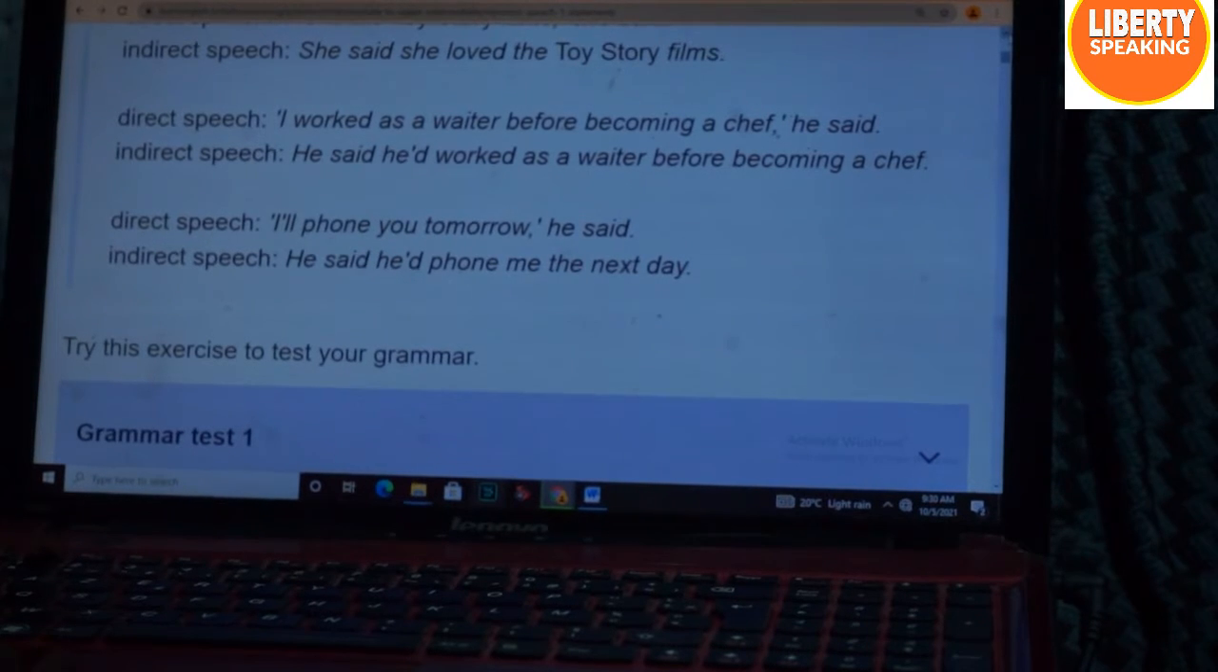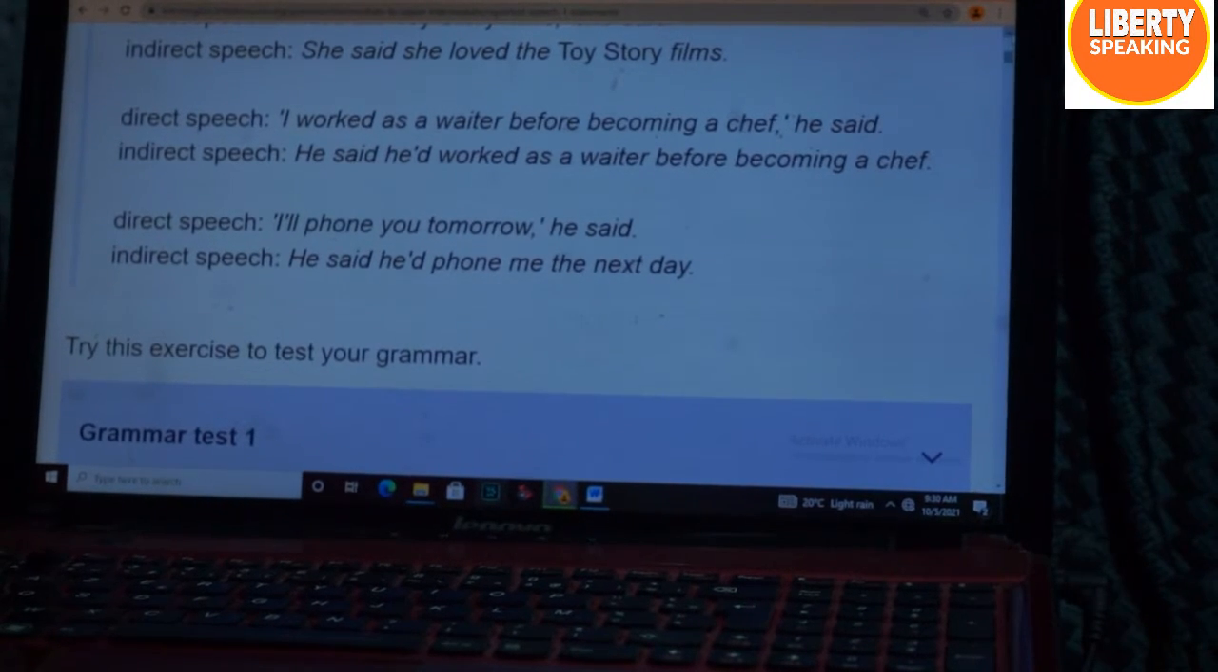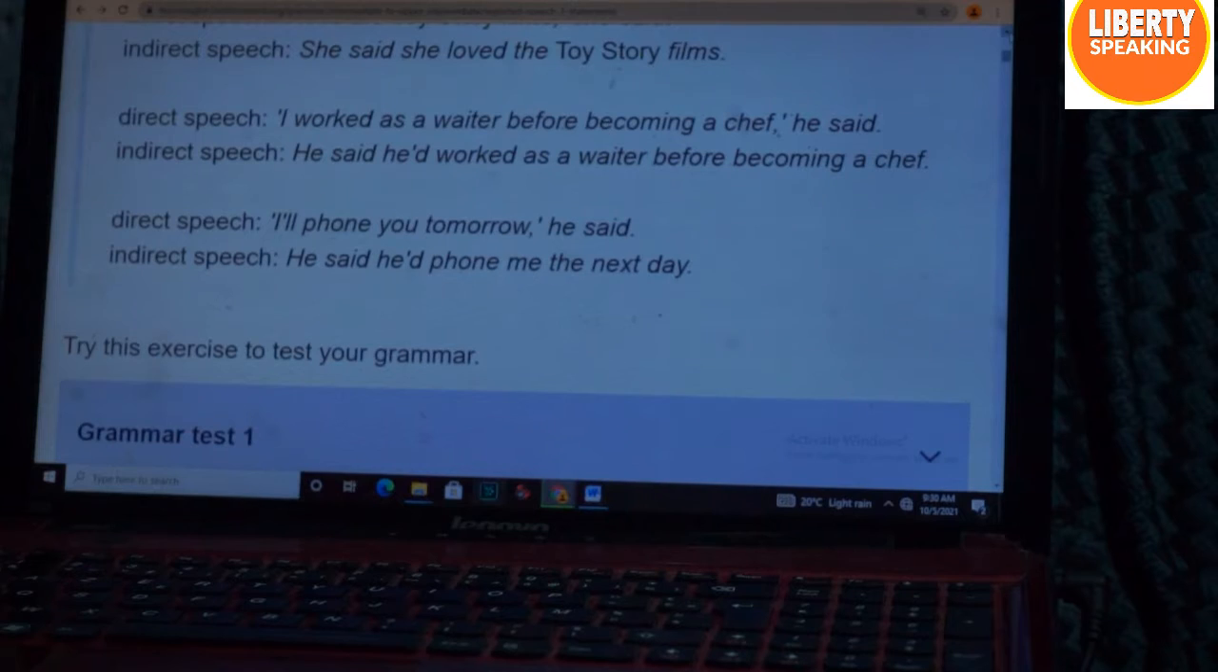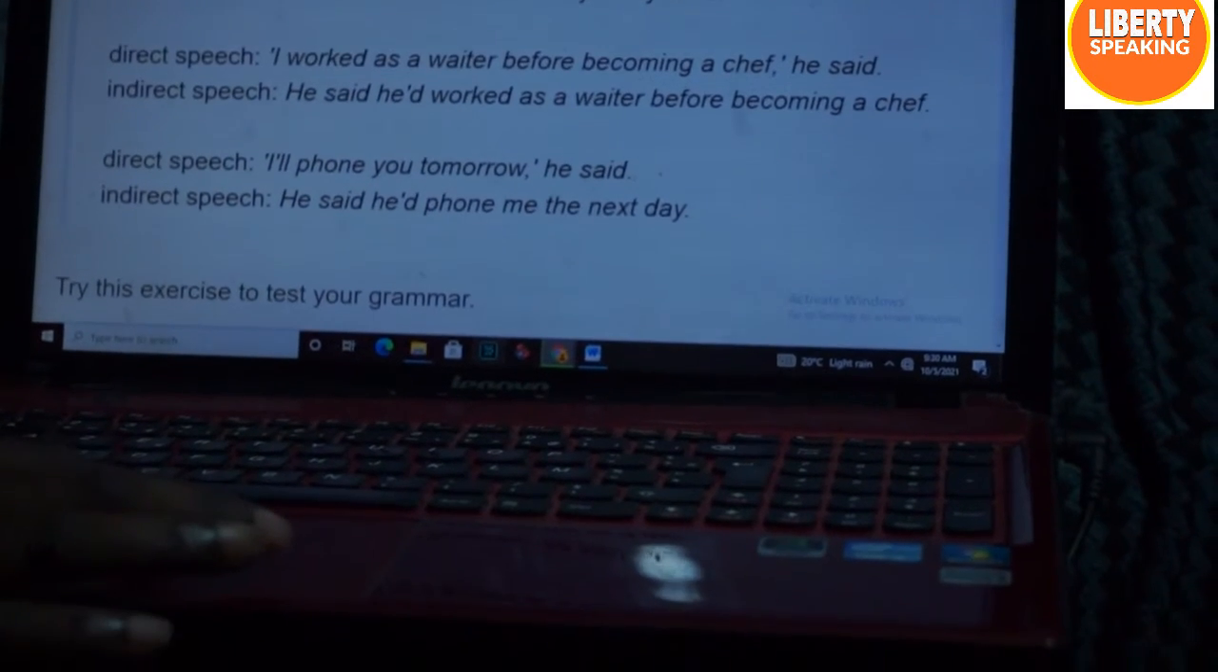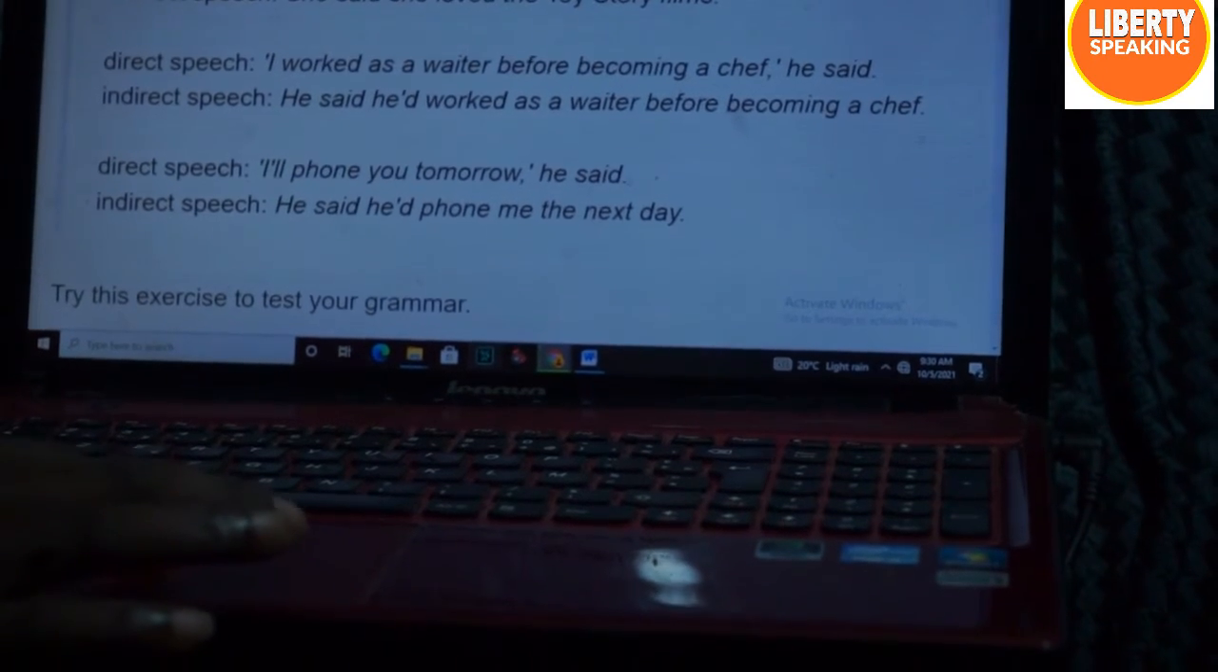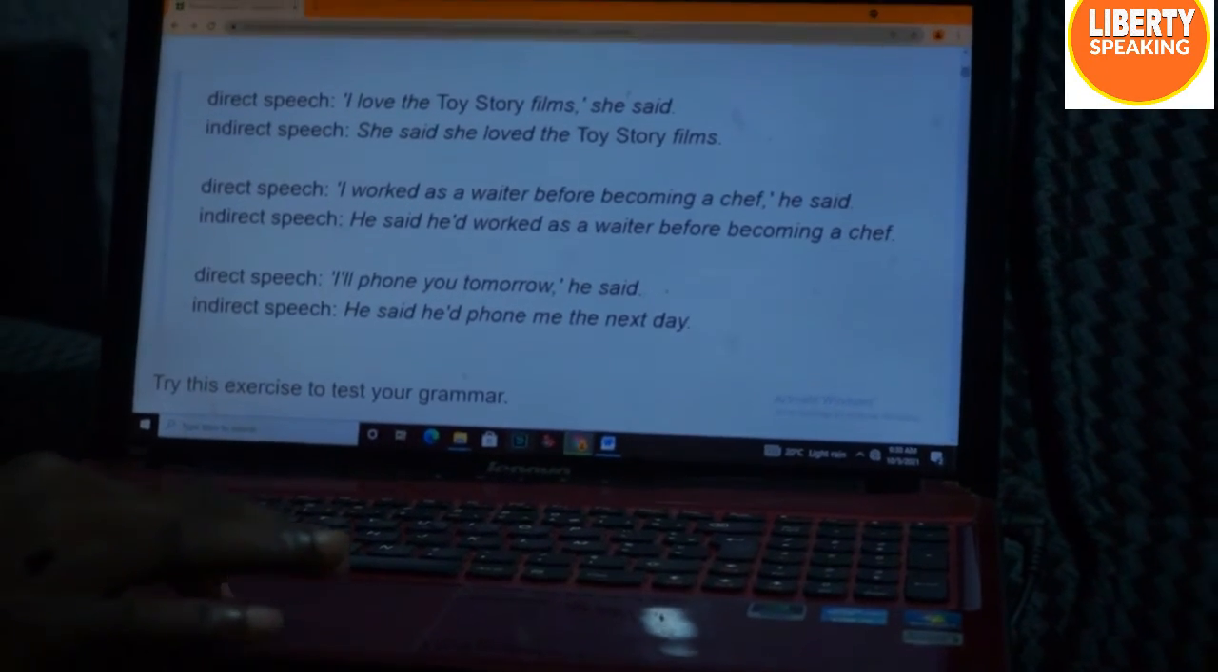Let's continue. Direct speech: I worked as a waiter before becoming a chef, he said. Indirect speech: He said he'd worked as a waiter before becoming a chef. Direct speech here is: I'll phone you tomorrow, he said. But indirect speech is: He said he'd phone me the next day. Now, part 1 is somehow over, so we are going to look at some exercises.